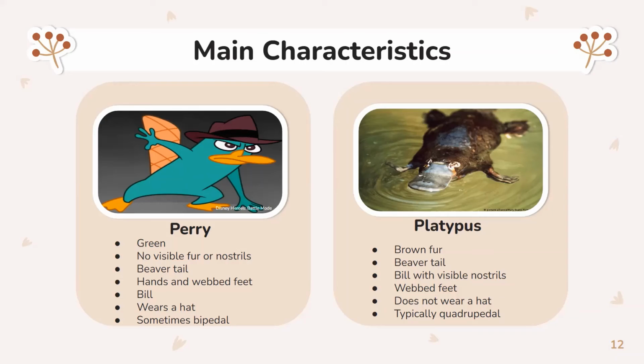Perry the platypus has both hands and webbed feet, whereas your ordinary platypus will only have webbed feet. And Perry the platypus wears a hat, which, as Caitlin said, these cartoon characters are stylish, but your ordinary platypus does not need to wear a hat. Perry the platypus is also sometimes bipedal, as were all of the other characters we've mentioned, but your ordinary platypus is typically quadrupedal.